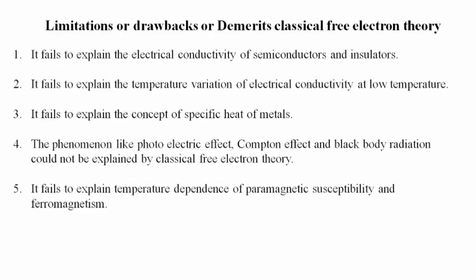Now, what are the limitations or drawbacks of classical free electron theory? All of you know that electrons are quantum particles, so they follow Fermi-Dirac statistics. That is why using classical free electron theory, we are unable to explain the electrical conductivity of semiconductors and insulators, the temperature variation of electrical conductivity at low temperature, the concept of specific heat of metals, and quantum phenomena like the photoelectric effect, Compton effect, and blackbody radiation. They couldn't be explained by classical free electron theory.